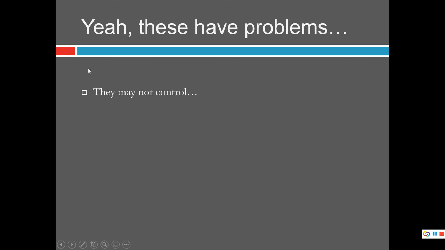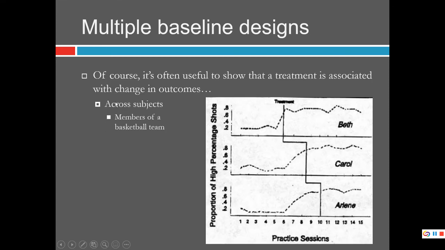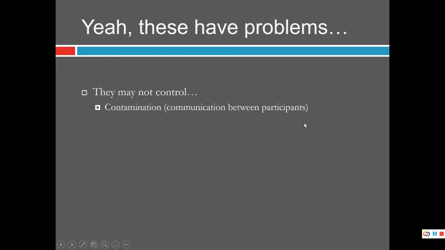So single case designs are obviously not perfect. The things that I mentioned for those multiple baselines, they don't necessarily control for contamination, meaning like in the basketball example that I used here, maybe the treatment did matter, and it's that Beth learned from the treatment and she taught it to Carol and Ariane. Or maybe the treatment didn't matter and everybody's getting better after the 6th or 7th practice. It's really hard to tease those things apart. They're pretty much observationally equivalent, so you don't necessarily have the strongest evidence either way.